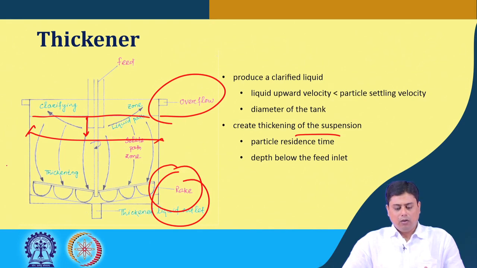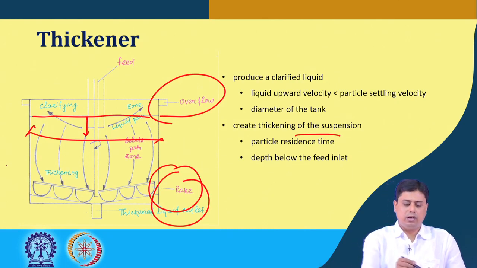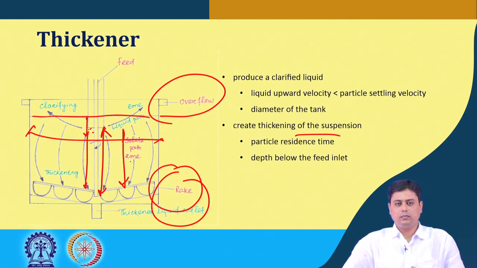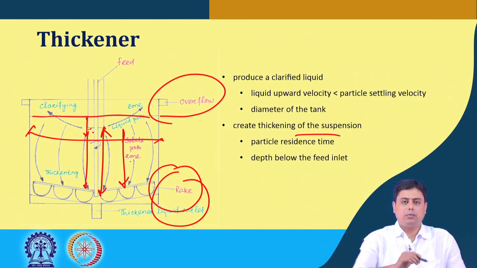Now, for the downflow region, to create the thickening of the suspension, which depends on the particle residence time, the depth below the feed inlet is what is important, because from here the feed is provided, and then the particles travel this distance. In the ideal case, when all the particles settle, you have a clear liquid zone that we have discussed earlier, and that liquid is withdrawn from the overflow.